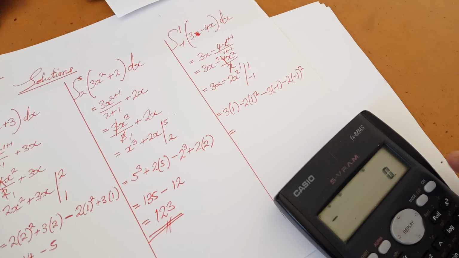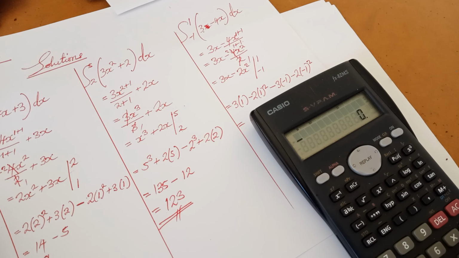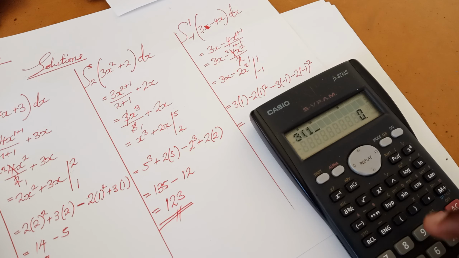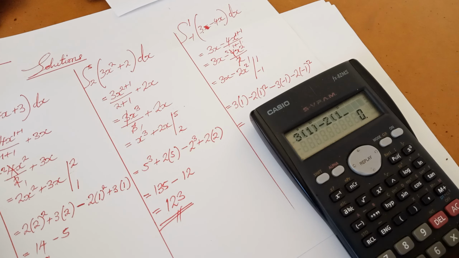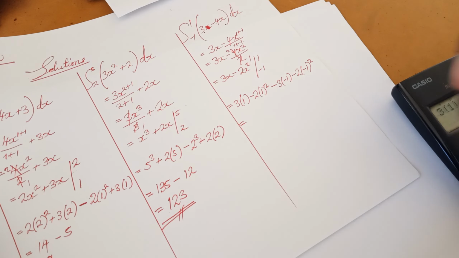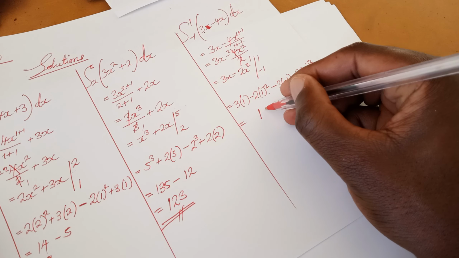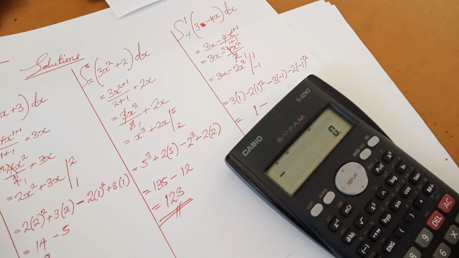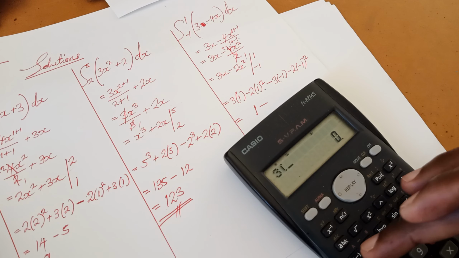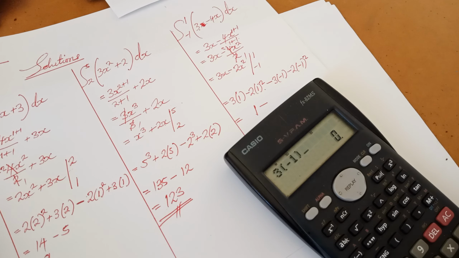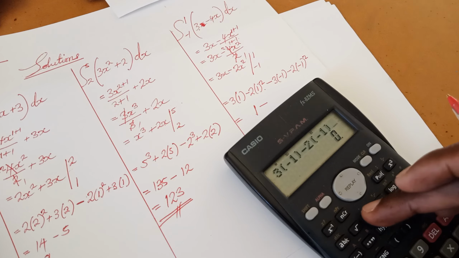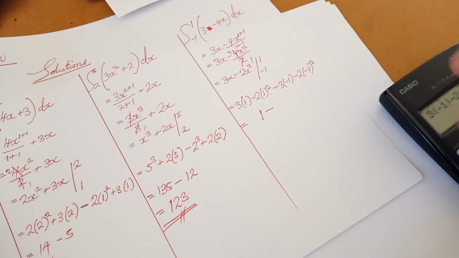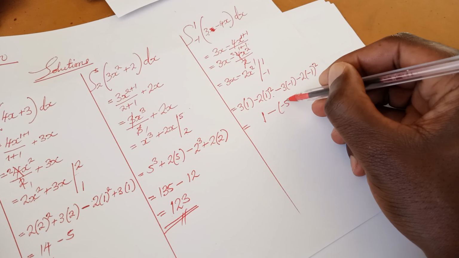Now we punch that on our calculator. So we say 3, bracket, 1, we close bracket, say minus 2, we open, 1 in bracket, squared. It's giving us what? 1. Okay, so when we punch this, it's giving us 1, say minus. Again, we say 3, we open brackets, negative 1, we close brackets, say minus 2, we open brackets, negative 1, and then squared, it's giving us what? Negative 5. So we have a negative 5.